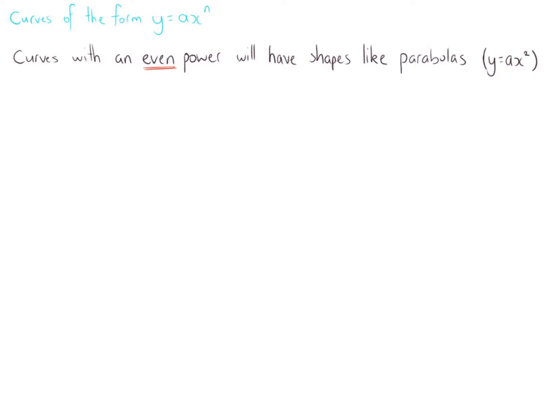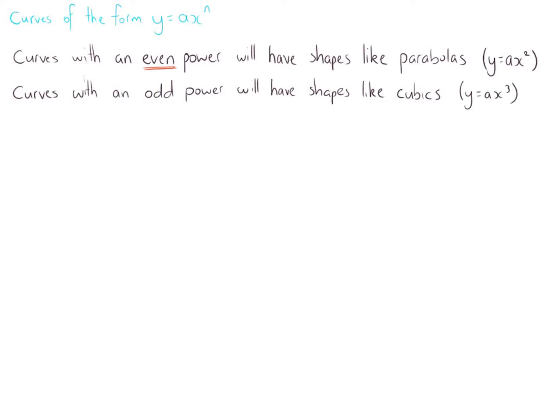And what did we see with curves that had an odd power? Curves with an odd power will have shapes like cubics. And the standard cubic that we've looked at is y equals ax cubed. So odd powers will look like cubics.